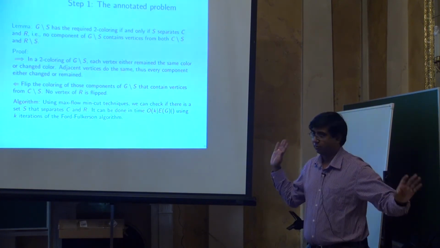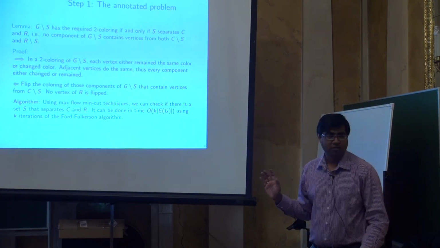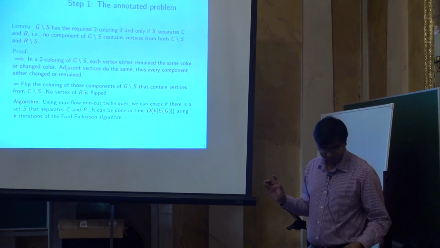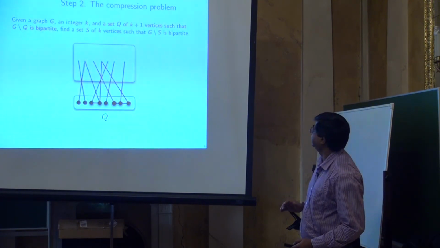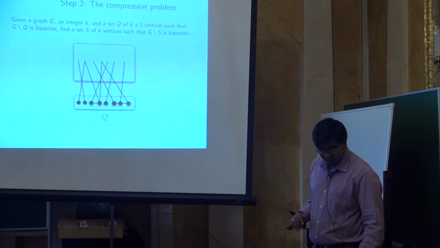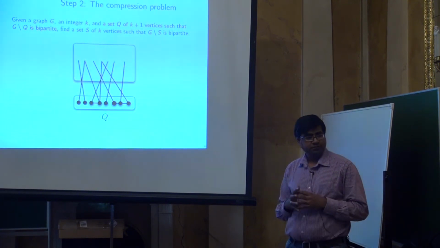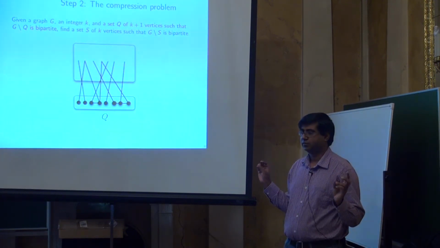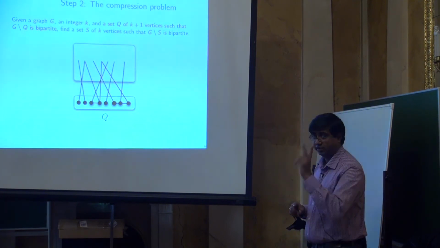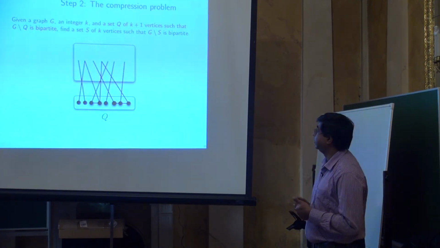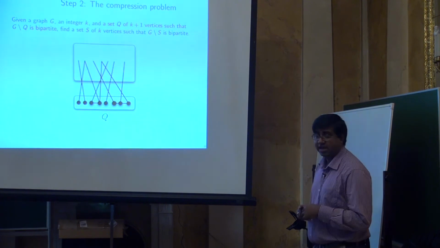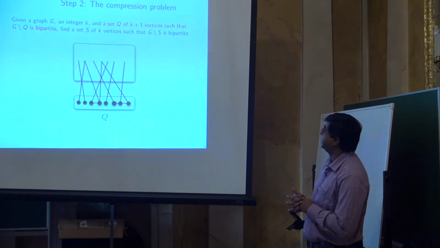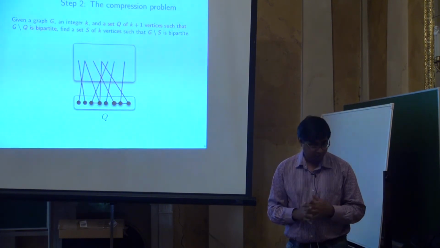We were trying to solve some odd cycle transversal problem. Okay. So in iterative compression, this is what you will be given. We are given two things: a graph G, an integer k, and a set Q of k plus 1 vertices so that G minus Q is bipartite.